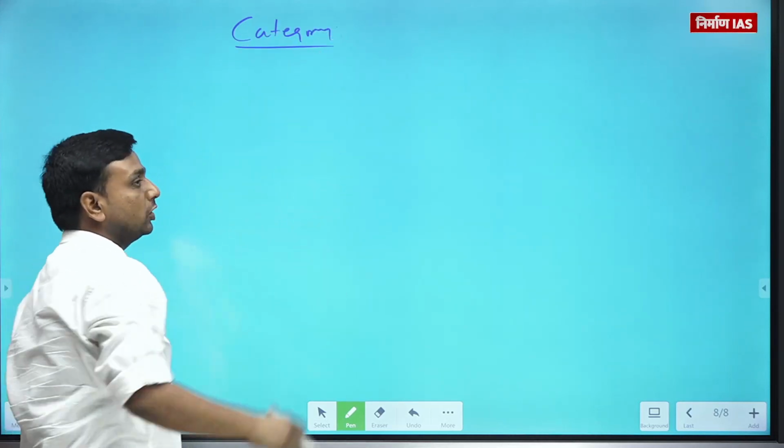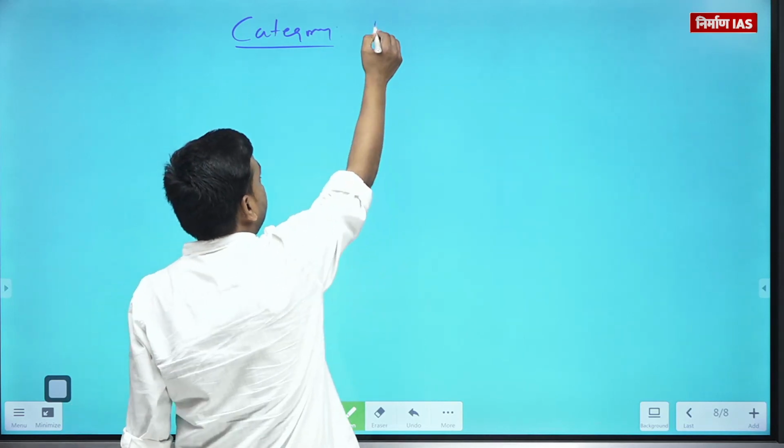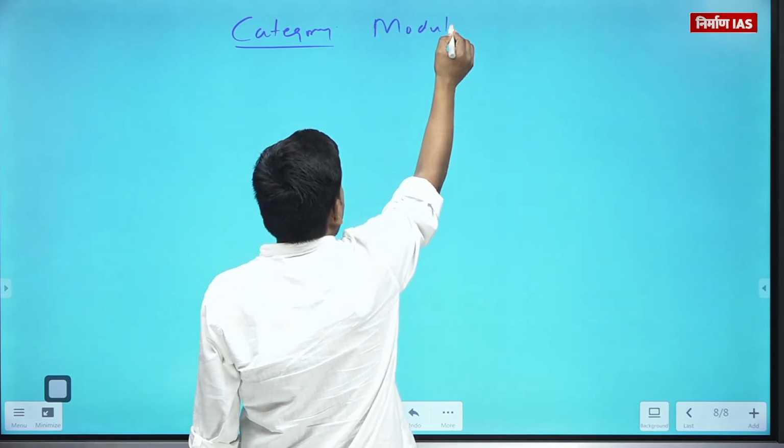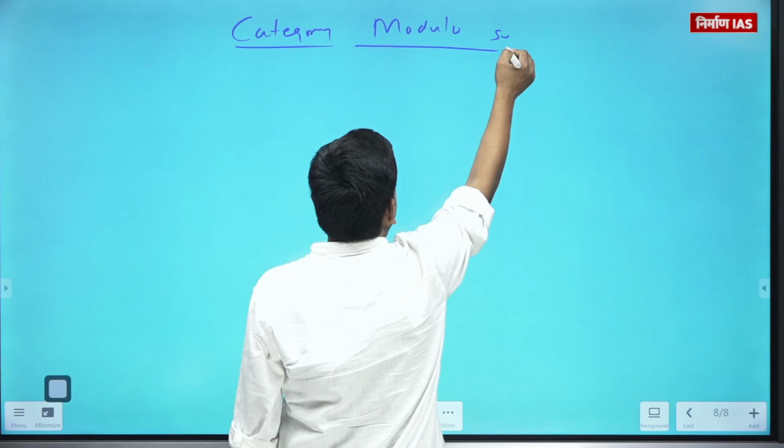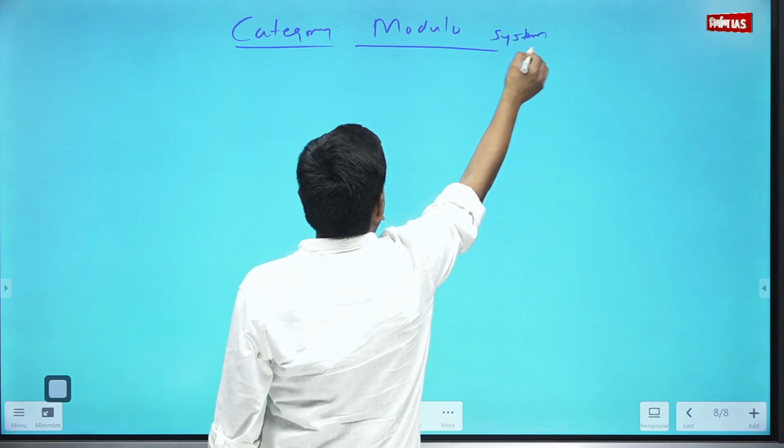Category for what? Groups. And that is the modulo system.